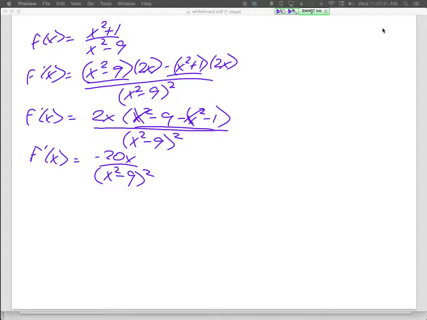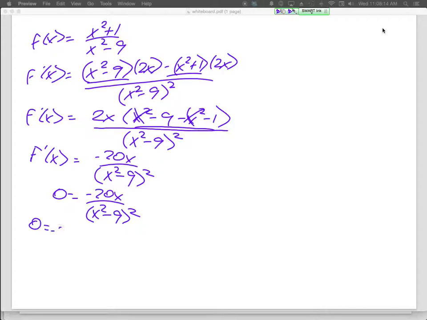Okay, Justice, what's next? Set it equal to 0. Okay, and then what am I going to do? Set the top equal to 0 and the bottom equal to 0. But notice, I always set it equal to 0 first, because the people grading your paper are going to want to see that you're setting the derivative equal to 0. So set it equal to 0 before you separate it and set them separately equal to 0. They're going to want to see that.